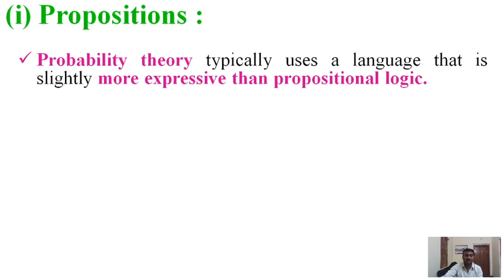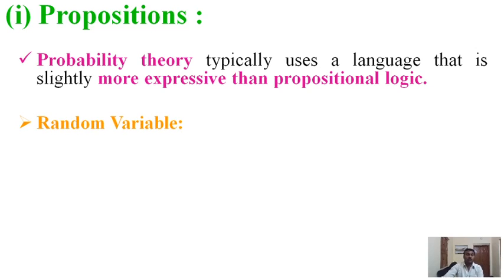We already discussed propositional logic. Compared with it, probability theory is somewhat more expressive. It gives some more details for us to understand the concept clearly. So compared with propositional logic, probability theory is somewhat more expressive.